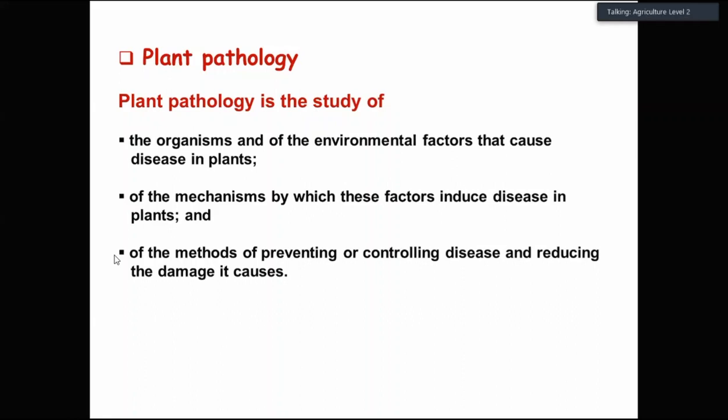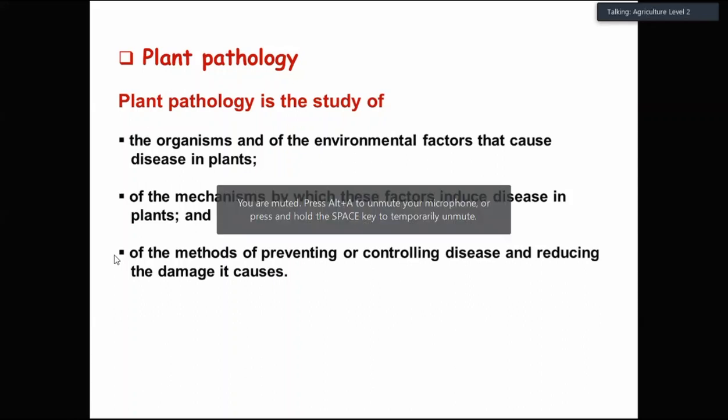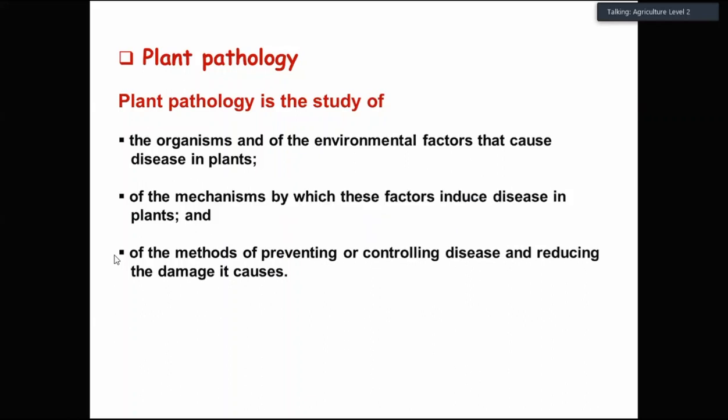So plant pathology is the study of the organisms and of the environmental factors that cause disease in plants. It means the subject deals with the organisms and environmental factors that cause disease in crop plants or any plants, and how these organisms or factors induce disease in the plants. And finally, the methods of preventing or controlling the diseases or reducing the damage caused by them. So three basic things.